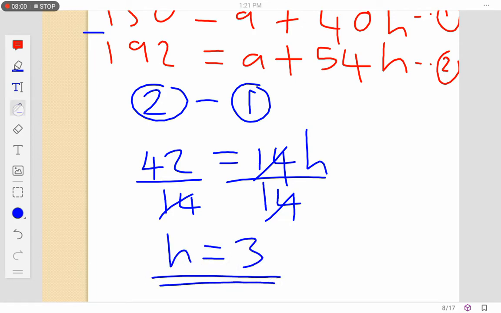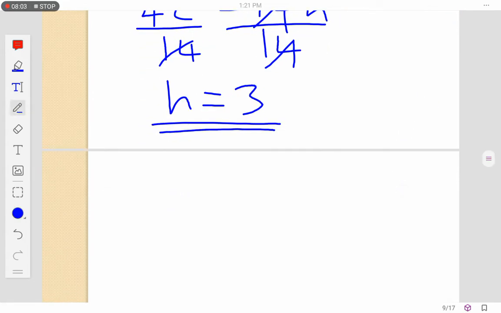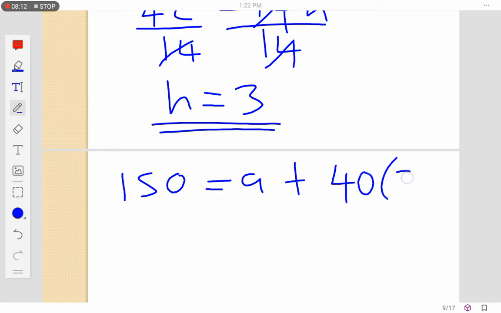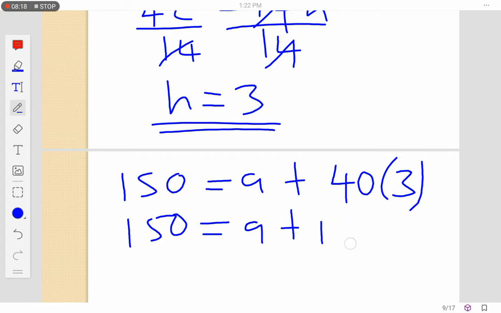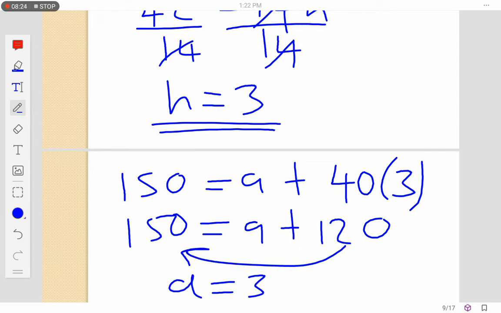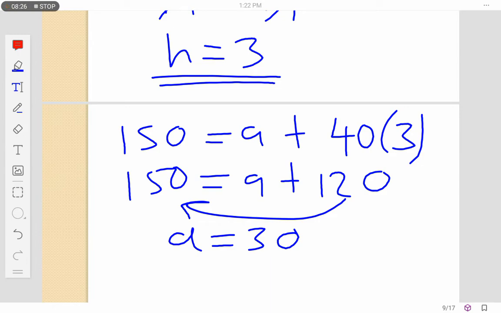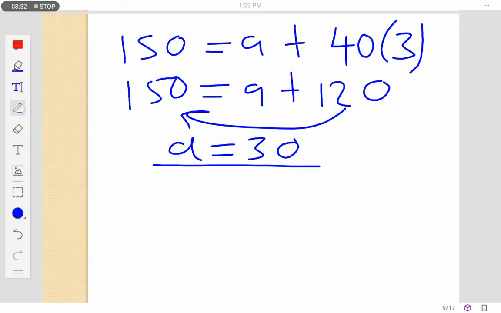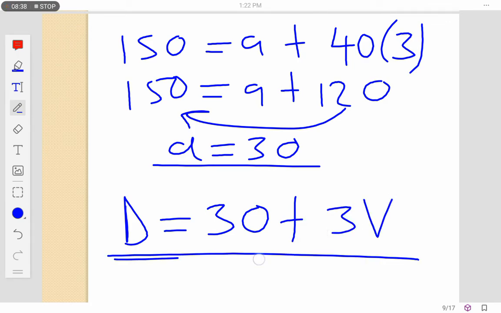Now with this h, I can find the value of a. I can use any equation. So I'm gonna use 150 is equal to a plus 40 by 3 there. So 150 is equal to a plus 120 there. So subtracting, I'll get my a is 30. So I can now write the equation connecting d and v as d is equal to 30 plus 3v. This is the relationship, the formula that is connecting d and v.